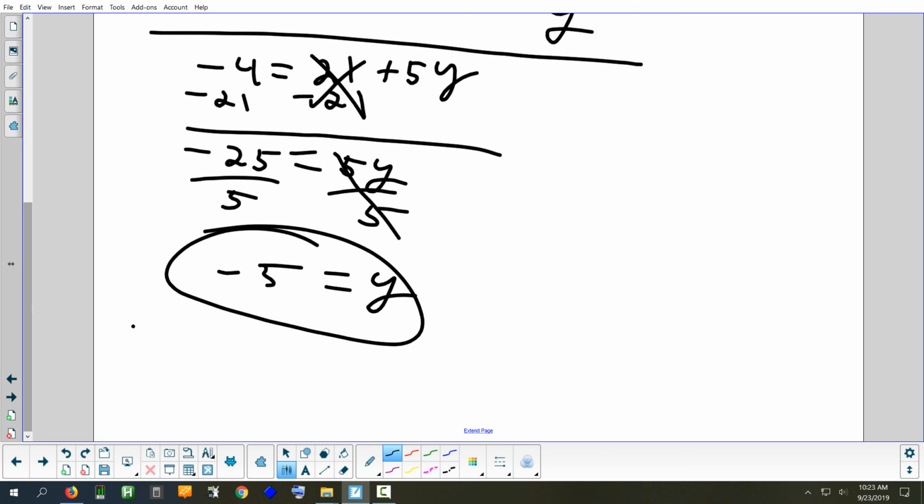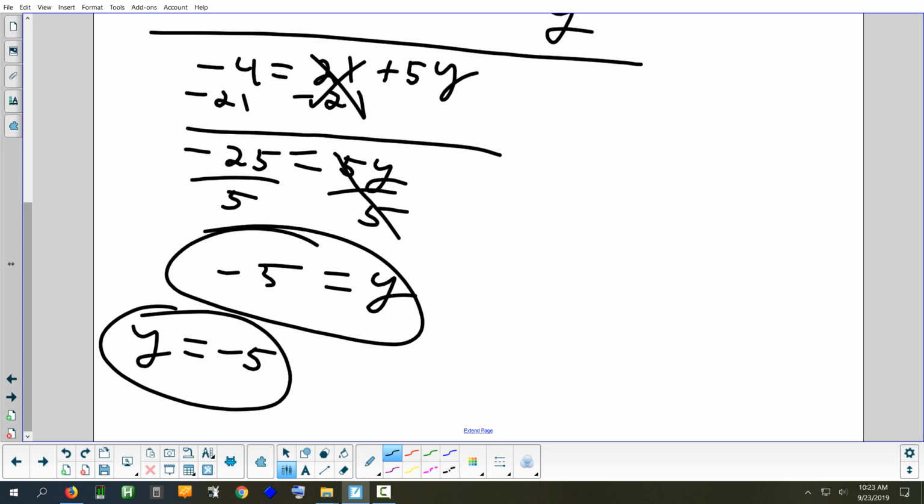Now, what if somebody wrote it like this? Is that okay? Yeah, it's fine. It's the same. It doesn't matter. I actually like writing it this way better. But if you put negative 5 equals y, you're going to get full credit for that on the test. Great. Any questions before we look at our last problem?